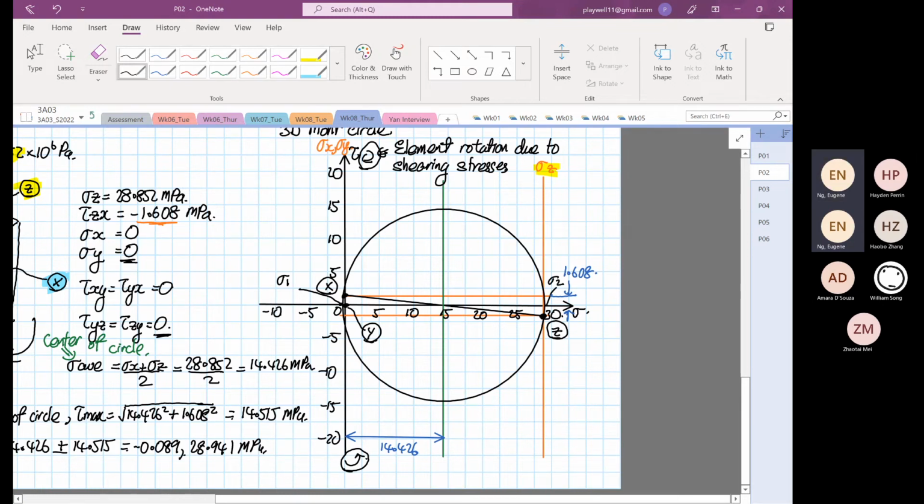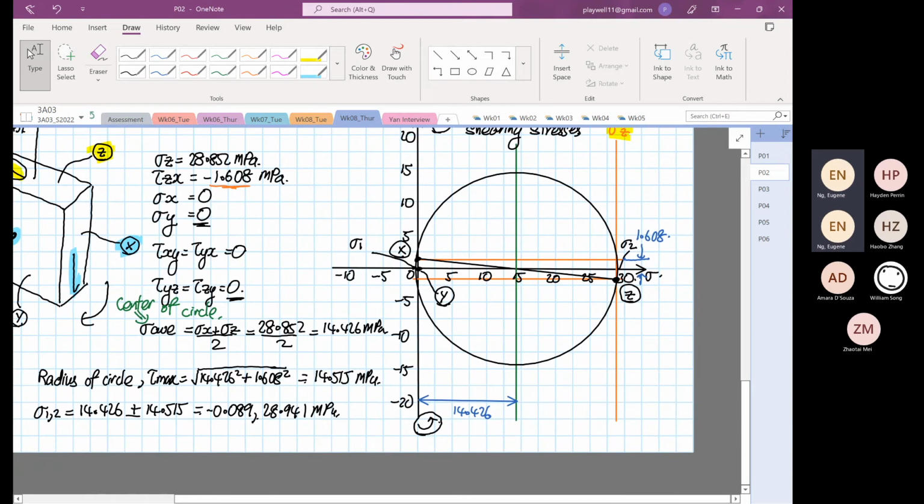Okay, now I cannot draw a 3D Mohr circle over here because these circles are very close. Maybe the next one I can. So for this case, we have found that our tau max is equal to 14.515 megapascal. Okay.